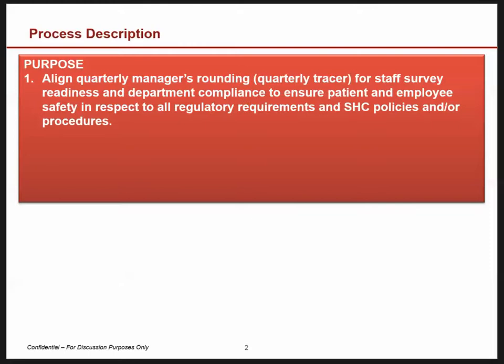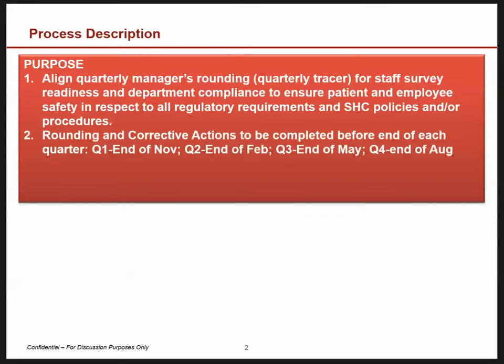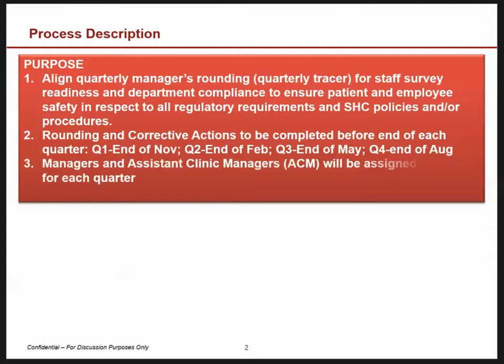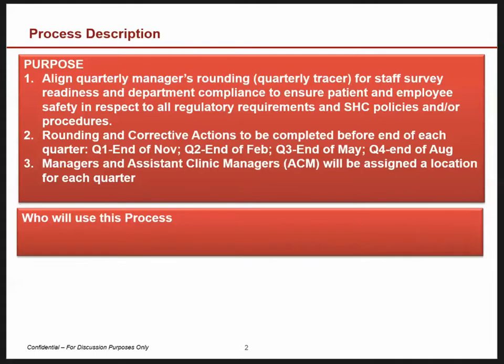The purpose of this process is to align quarterly managers rounding or quarterly tracer for staff survey readiness and department compliance to ensure patient and employee safety in respect to all regulatory requirements and standard policies and/or procedures. Rounding and corrective actions must be completed before the end of each quarter, and managers and assistant clinic managers will be assigned a location for each quarter. Who will use this process? Clinic managers and assistant clinic managers will use this process.